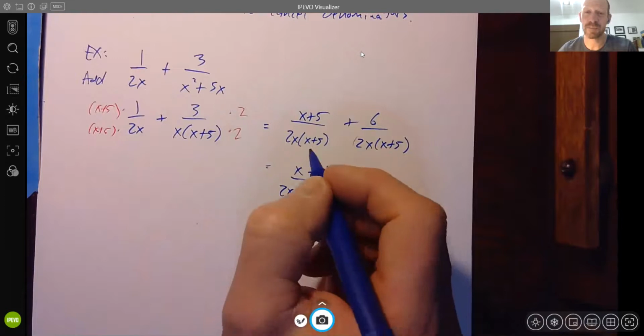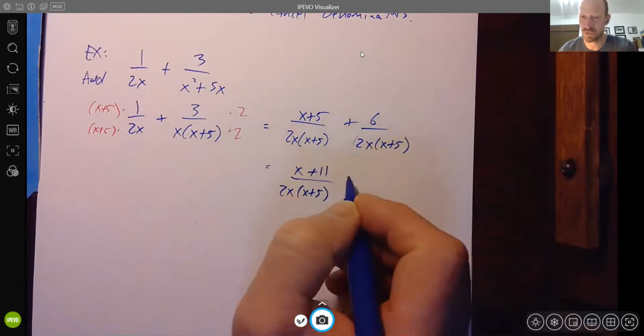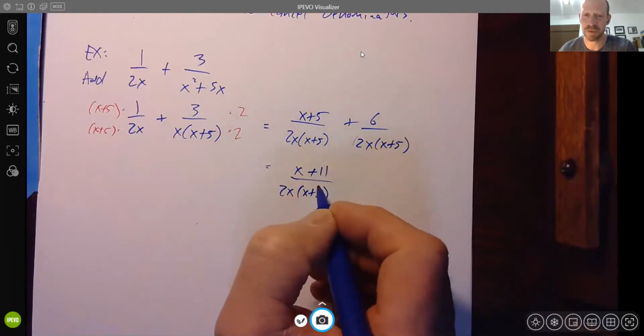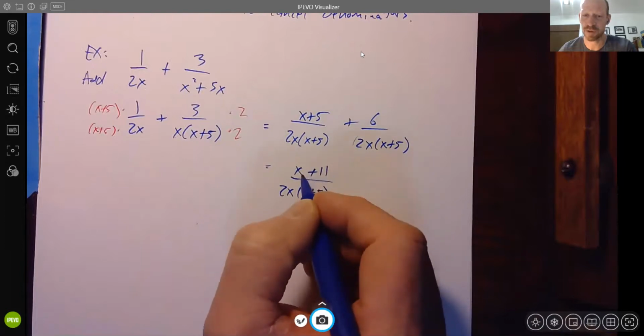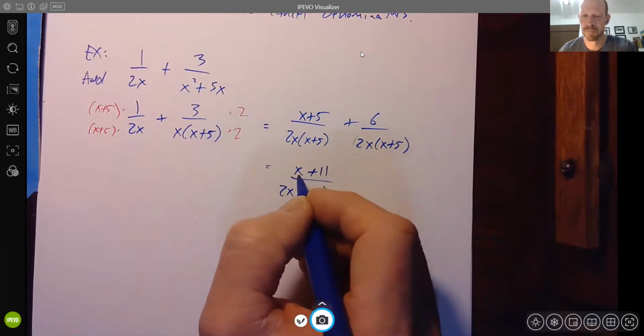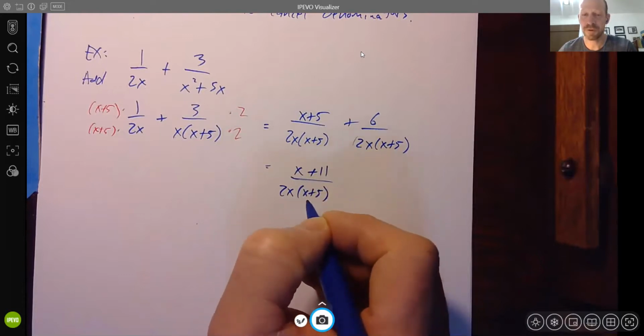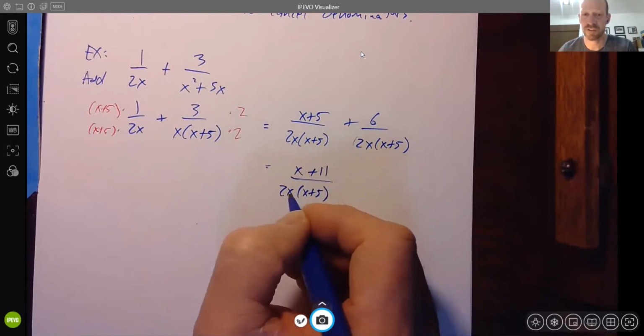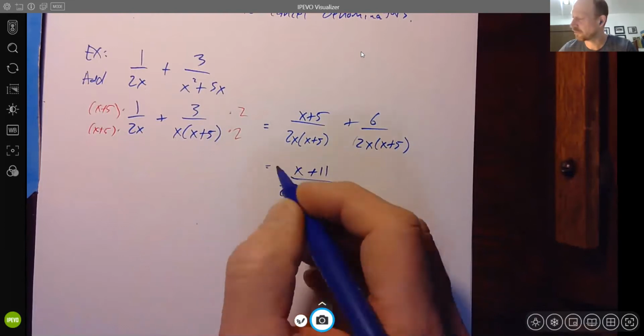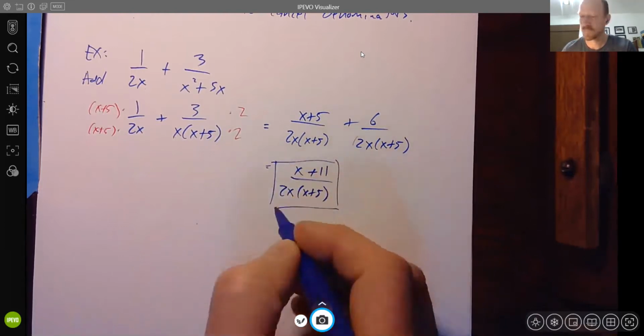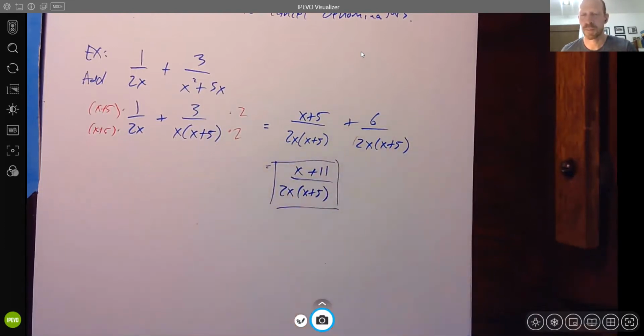Now, sometimes I'm able to cancel or simplify this a little bit, right? But here there's nothing common between all these pieces. 1 factor on the top, 3 factors on the bottom, right? x plus 11 on the top, 2x, x plus 5. Nothing in common. Right, there's my answer.